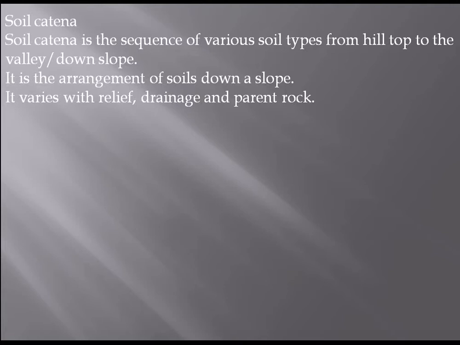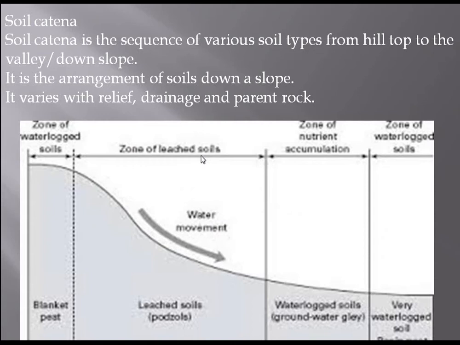It varies with relief, drainage, and the parent rock. Mark this, don't mix the two. Initially, we looked at the soil profile, which was vertical, but now we're looking at the catena, which is horizontal. And this is how the catena can look. Briefly, I was trying to get this illustration, from the hilltop to the valley. Those who have walked hills, from hilltops to the valley, have seen the difference in the soil.